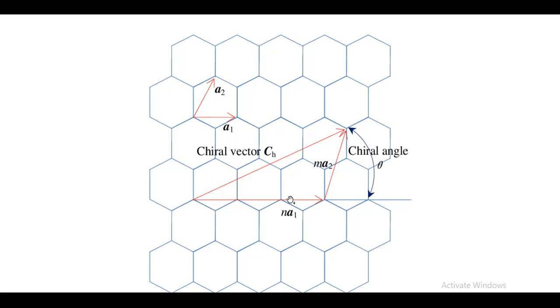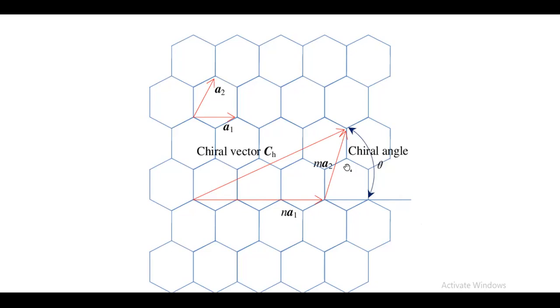Maybe you can say that Na1 plus Ma2 sums as a chiral vector. This is the sum of these two vectors, the lattice vector. The angle between this summation of Na1 plus Ma2, that is Ch, and the base line Na1, which you can assume is the x-axis, is theta, which is known as the chiral angle.